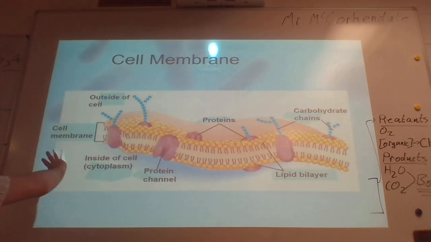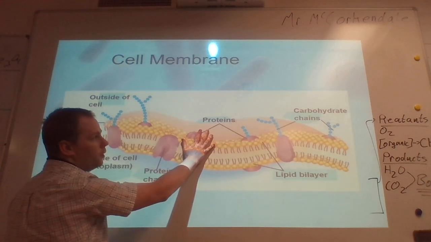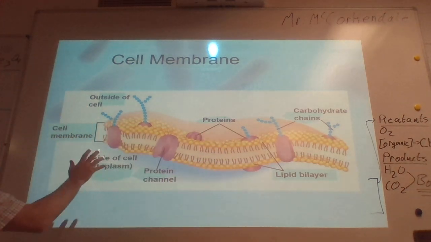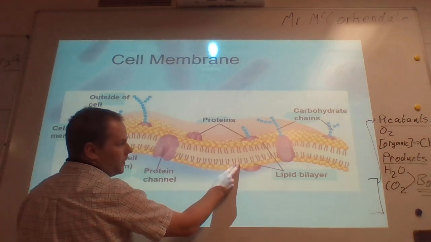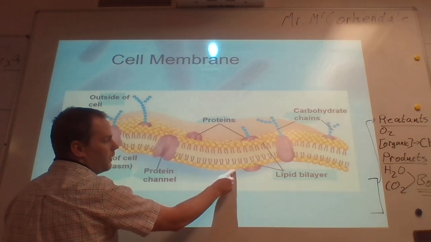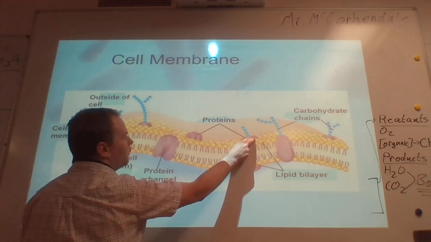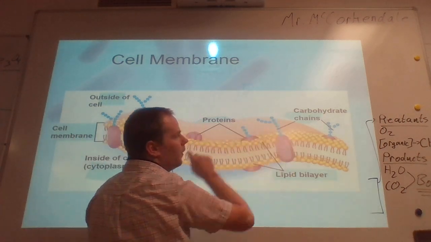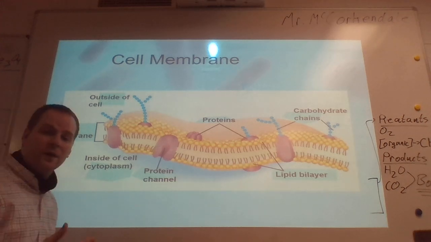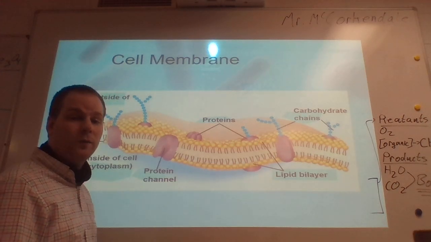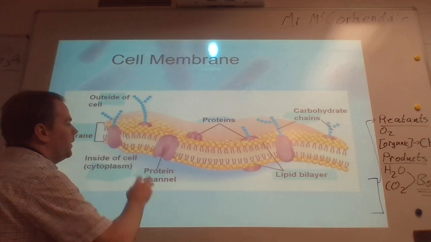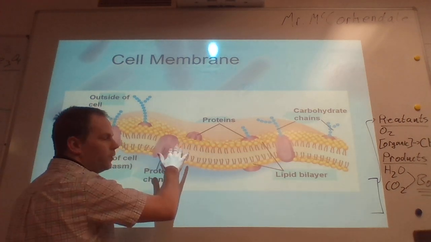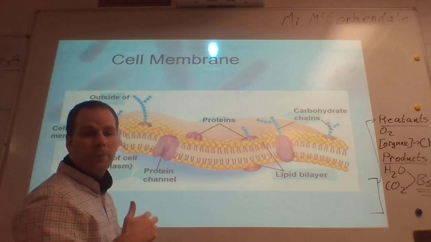Here's the diagram from your notes. This image is straight out of the notes. Notice that it has lipids. It's got the phosphate heads, the lipid tails. We've got proteins embedded all over the place. Carbohydrate chains are usually going to act as the receptors that were talked about in the video. But these proteins are usually going to function as the channels that were described in those videos.